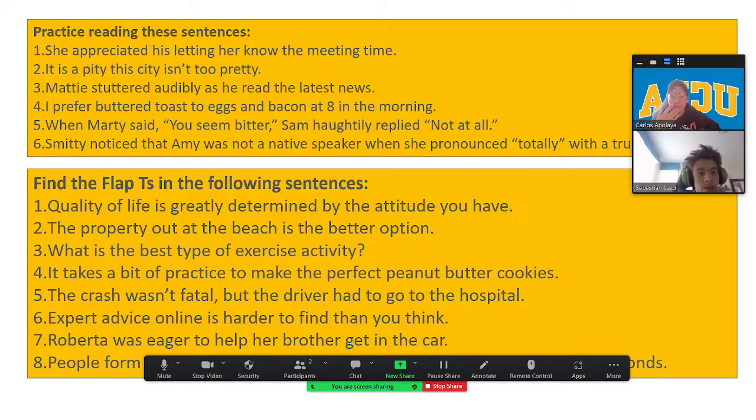When Marty said, "You seem bitter," Sam Hughley replied, "Not at all." Smithy noticed that Amy was not a native speaker when she pronounced "totally sorry" with a true T.